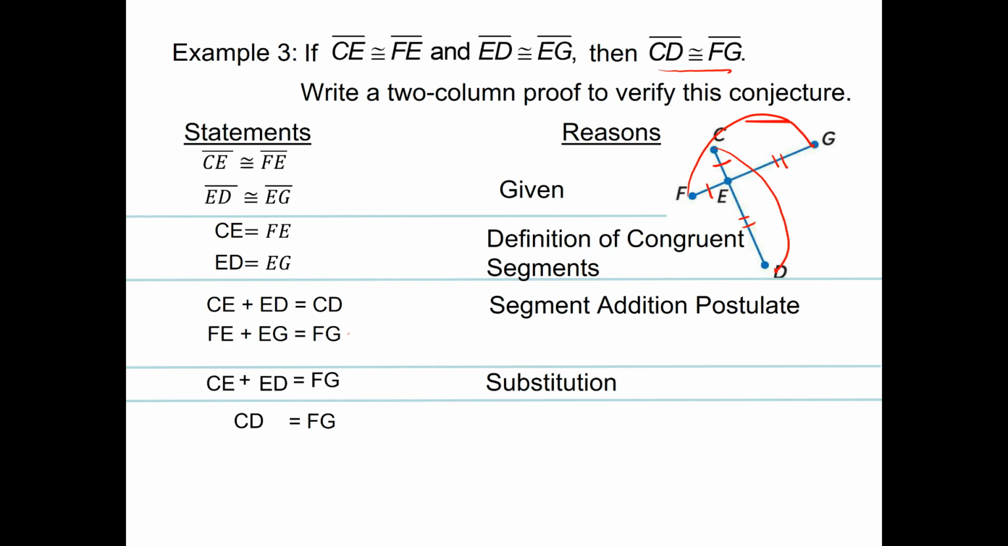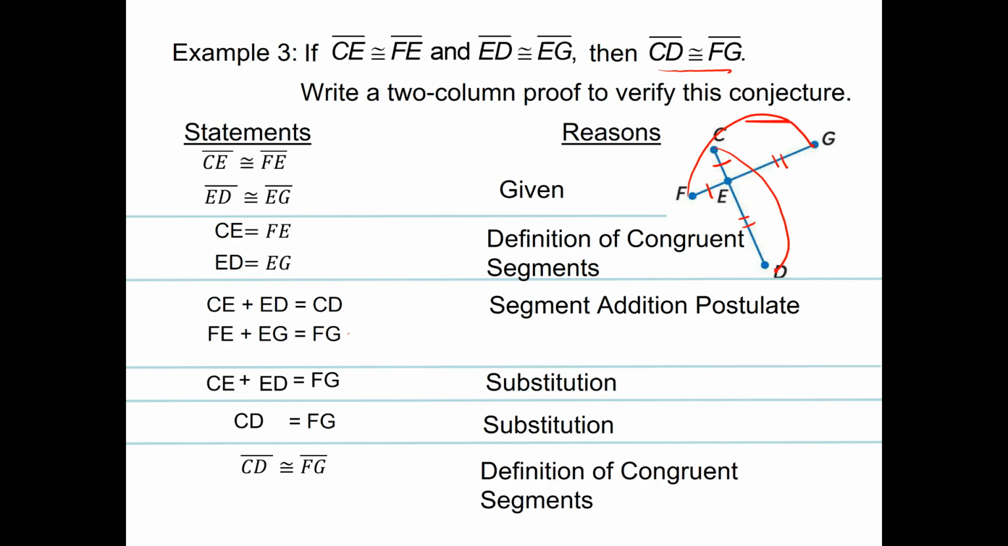However, I'm looking for segments that are congruent, and I'm allowed to convert back from distances to segments using my, sorry, I forgot my substitution step there. Anyway, I'm allowed to convert back to the line segments themselves by the definition of congruent segments. So now I have proven what I set out to prove. Therefore, I've got my big fat QED, and I promise it says QED. My pen is just being crazy today.